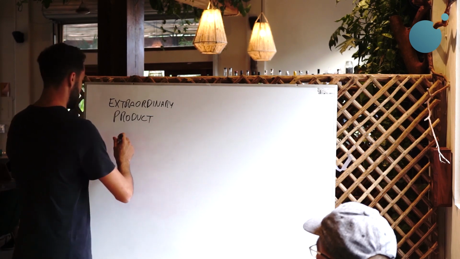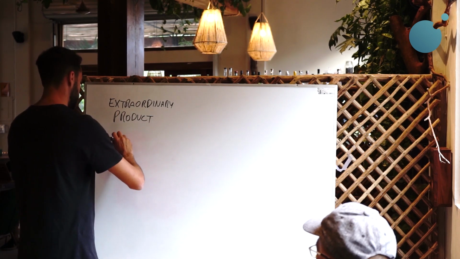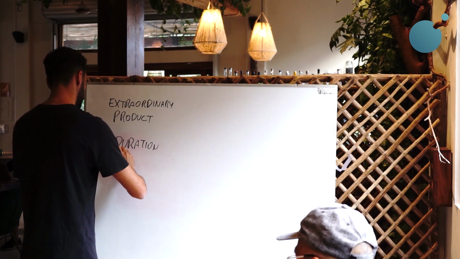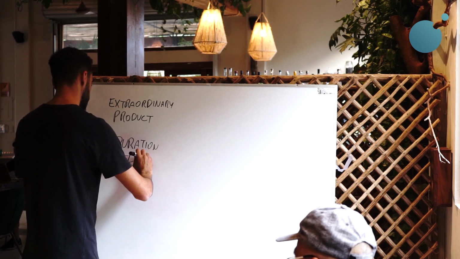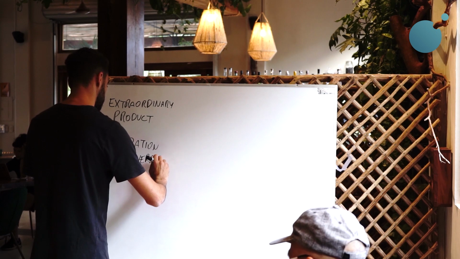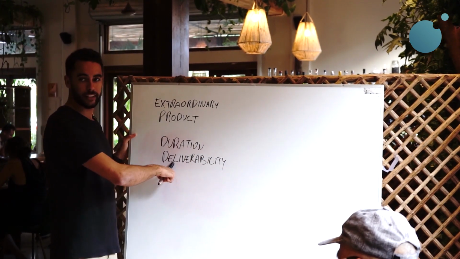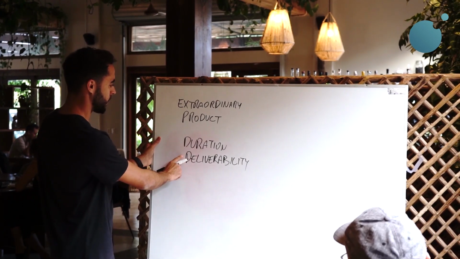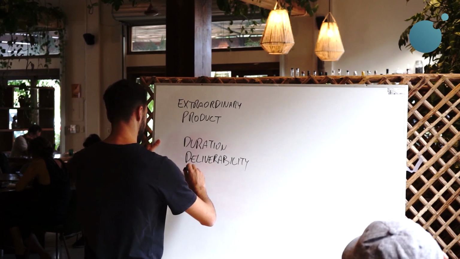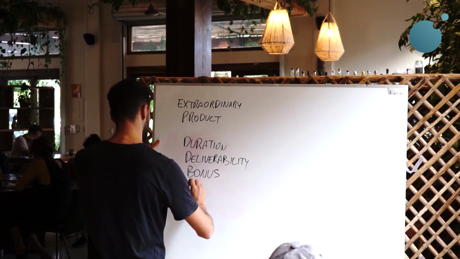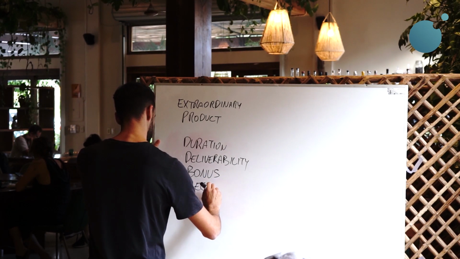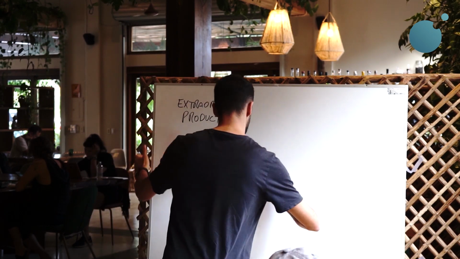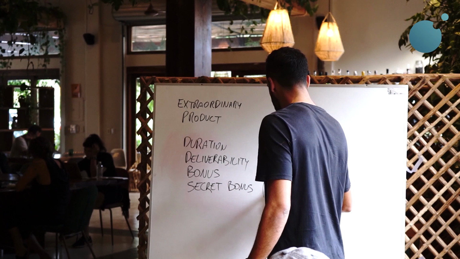We have to determine things like, for example, what's going to be the operation, the deliverability, the duration, how are we going to deliver. We're going to add the bonus, the secret bonus. This is what you call the over-deliver.